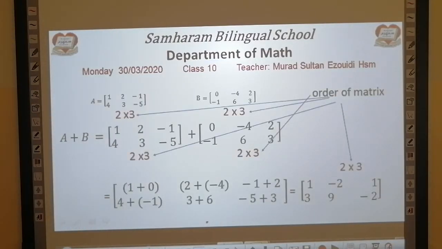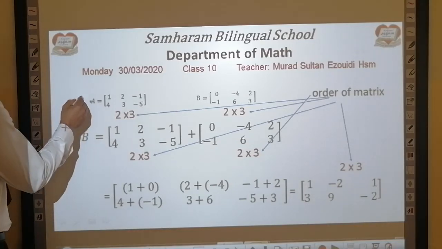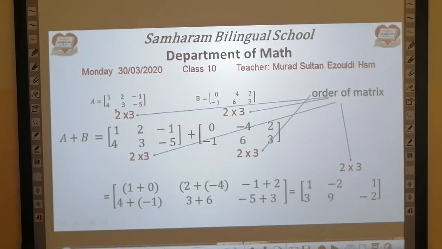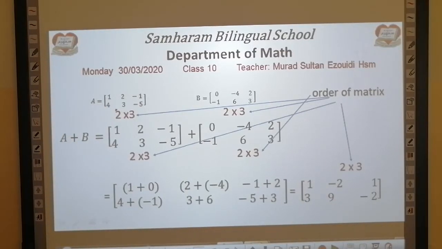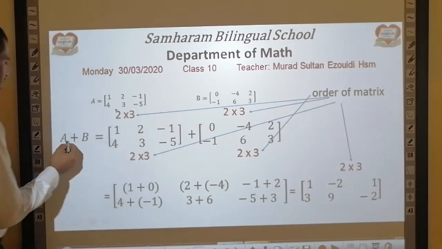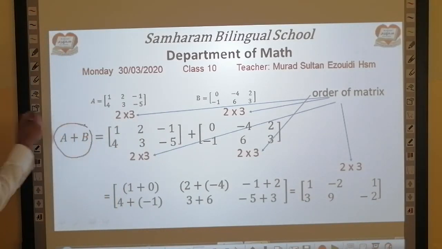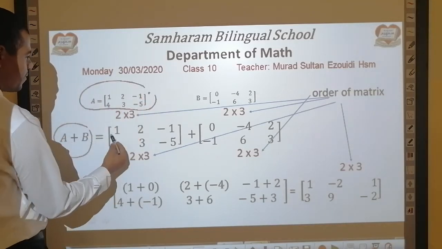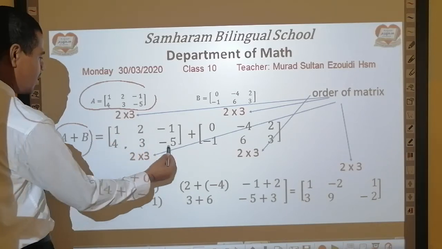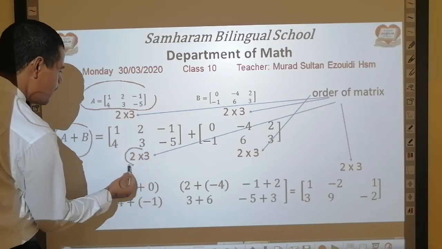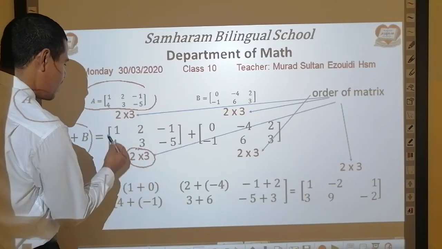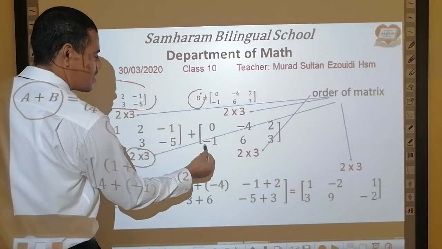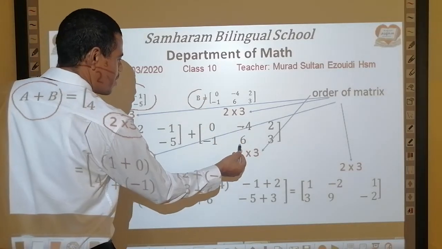Now, you can see the first matrix is 1, 2, 3, negative 1, negative 5. I will try to find A plus B. Look, I will just write A as it is here: 1, 2, negative 1, 4, 3, negative 1. The order of this matrix is 2 by 3. Why? Because we have 2 rows and 3 columns. The second one is B. I will just write it here: 0, negative 1, negative 4, 6, 2, 3.